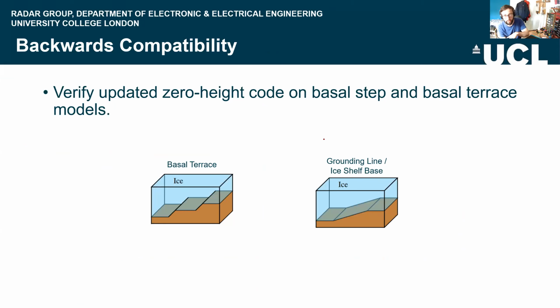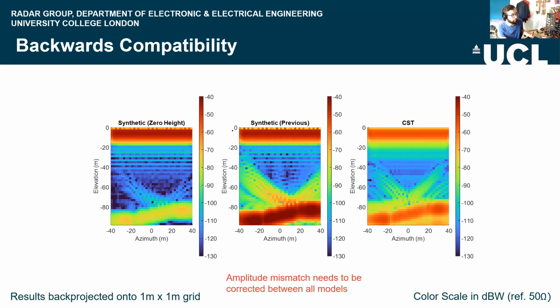To validate our zero height code, I just went back and did this with the Basal step models. So here we have a Basal step using the zero height, synthetic, and CST approach. Sorry, this is our previous approach without zero height spaces. So neither of them have zero height elements, but just to check that if there's nothing that's zero height in it, everything still works okay. And we can see that they're all pretty comparable.